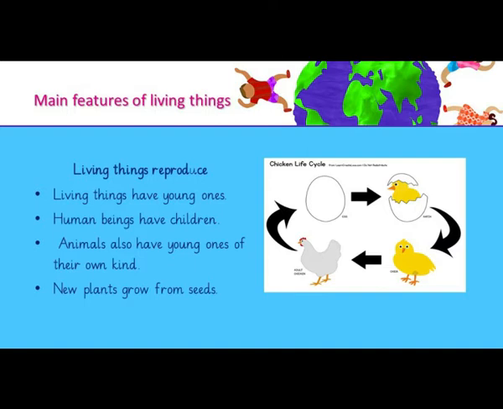Now coming towards the fifth one, that is also very important to know, that all living things reproduce. What is meant by reproduce? It means that they have their young ones. All living things have their young ones. Human beings have their children. Animals also have young ones of their own kind. A hen will reproduce a hen, a lion will reproduce a lion, and so on, the same way. New plants grow from seeds. Seeds of a plant will grow into the same kind of plant. So, in this way, all living things reproduce.